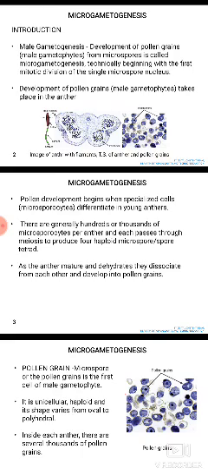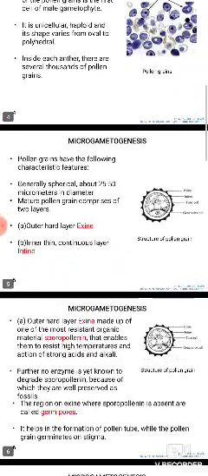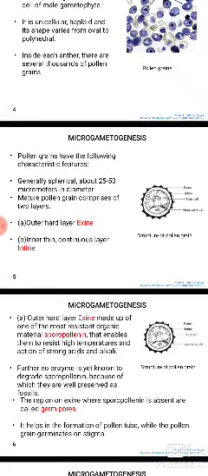Pollen grains or microspores are the first cell of the male gametophyte. It is unicellular, haploid, and its shape varies from oval to polyhedral. Inside each anther, there are several thousands of pollen grains. The pollen grains have the following characteristic features. Generally, the pollen grains are spherical, about 25 to 50 micrometers in diameter, and a mature pollen grain consists of 2 layers, the outer hard layer known as exine and the inner thin continuous layer known as intine.